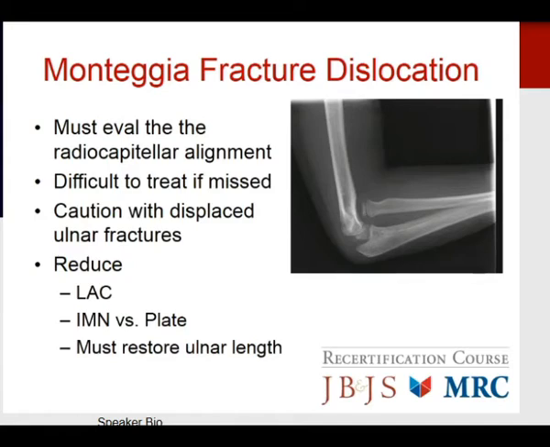The treatment in the acute setting is reduction of the ulna, and that's critical. You can obtain reduction through closed means and place the child in a long-arm cast. However, you must clearly demonstrate a reduced radiocapitellar joint. Otherwise, treatment can be with an IM nail or a plate, and it's critical to restore your ulnar length and maintain reduction of your ulna.